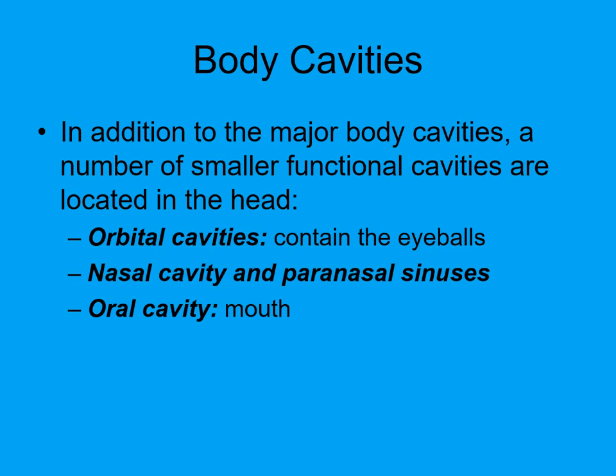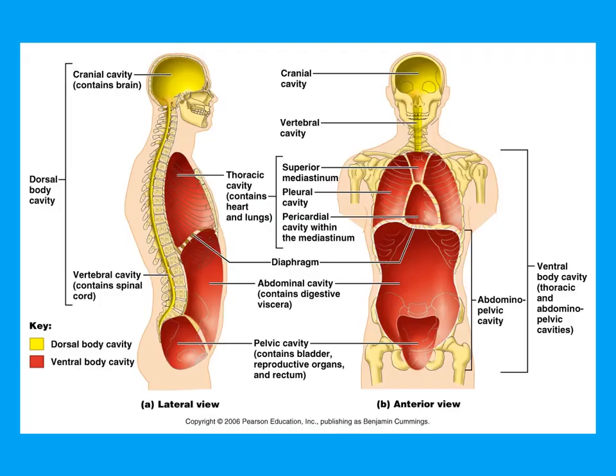We tend to study those cavities in more detail when we are studying, number one, the skeletal system, and then the nasal cavities when we are looking at respiration, and the oral cavity when we are looking at digestion. So this diagram is showing these different cavities. As you can see, it is color-coded. The yellow is showing the dorsal body cavity, and the red is the ventral body cavity.